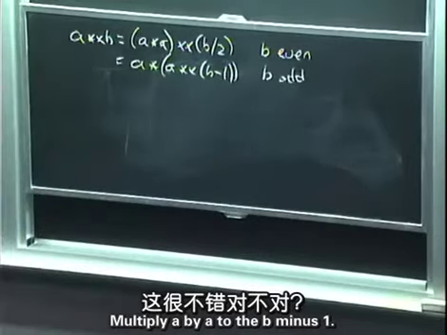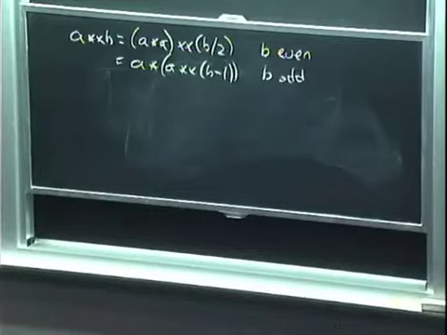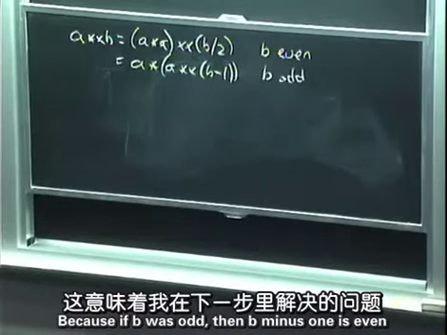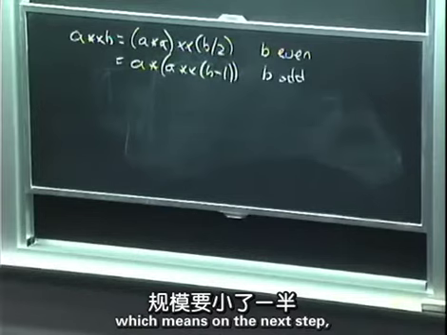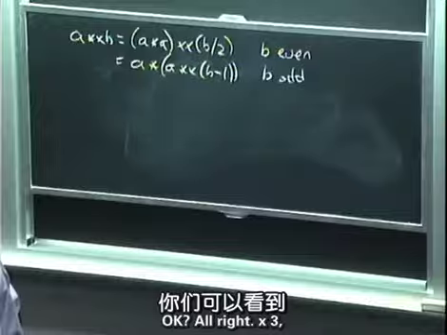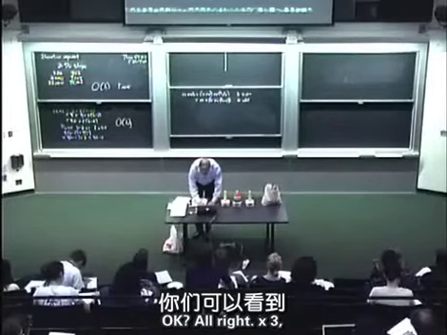Multiply a by a to the b minus 1. And oh, that's nice, right? Because if b was odd, then b minus 1 is even, which means on the next step, I can cut the problem in half again. Okay? All right. exp3.